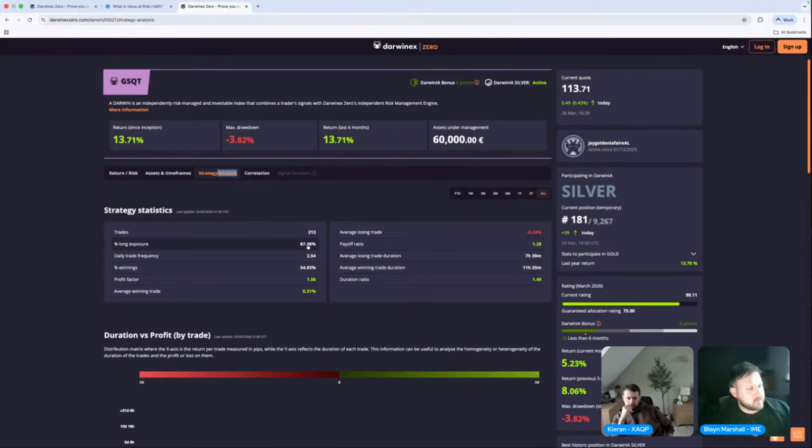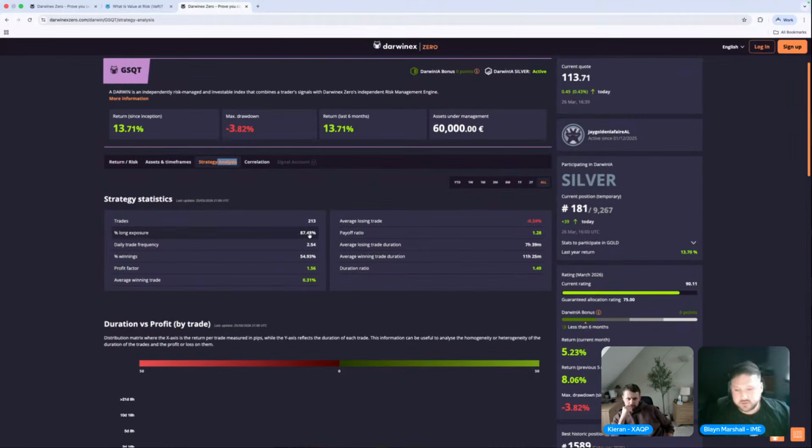The only thing that maybe concerns me a little bit is the long exposure. But again, it's 3 months of data. Gold's been going up. My guess is you've been pegging the longs on the golds and silvers like a lot of us have.